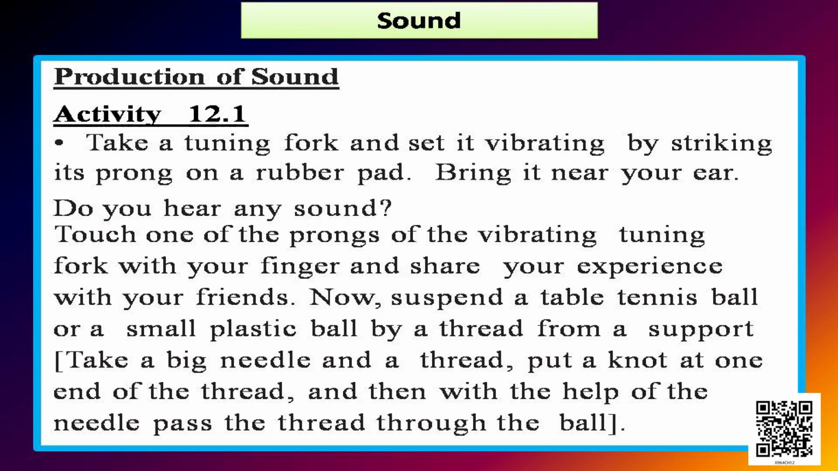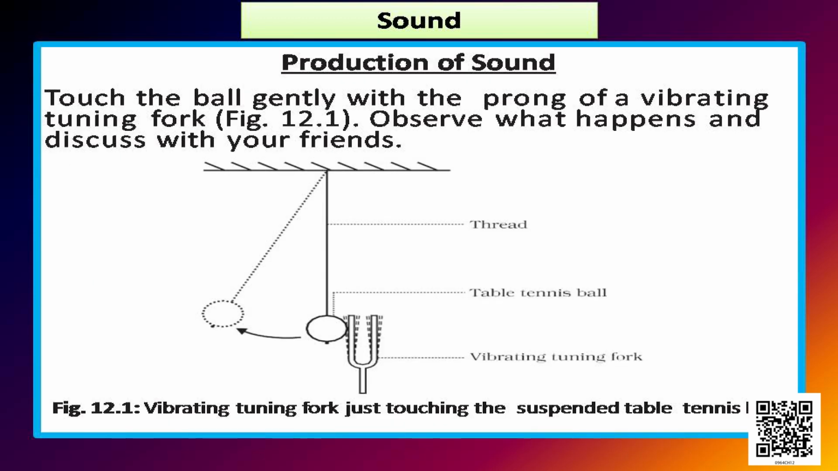So in this activity, suspend a table tennis ball or a small plastic ball by a thread from a support. Take a big needle with a thread, put a knot at one end and then with the help of the needle pass the thread through the ball. Touch the ball gently with the prong of a vibrating tuning fork. Observe what happens and discuss with your friends.